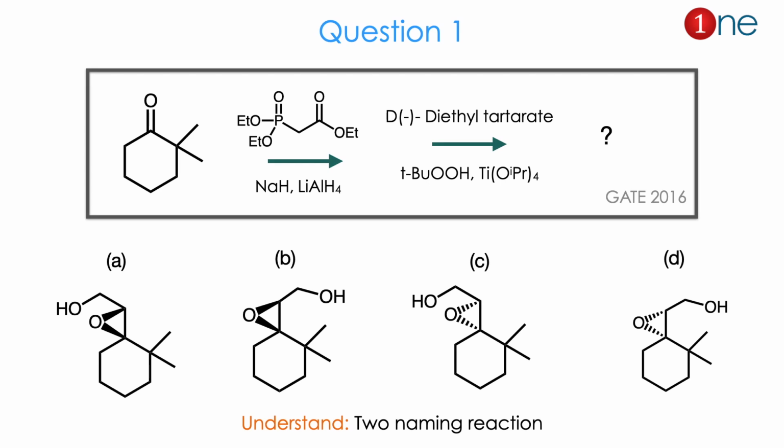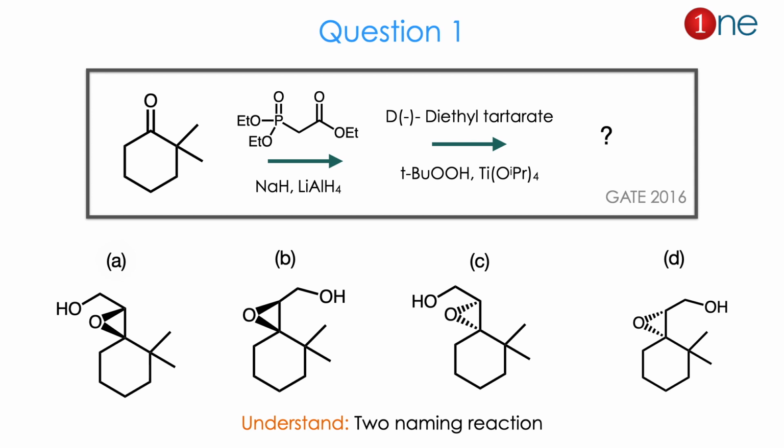Let us see question number 1. The starting material is cyclohexanone with a 2-methyl group, and you have an active methylene phosphorus compound. The phosphorus is attached with oxygen and OEt. On the other side you have an ester, COOEt. You are using sodium hydride and lithium aluminum hydride. Next step we are using diethyl tartrate, in the negative form.